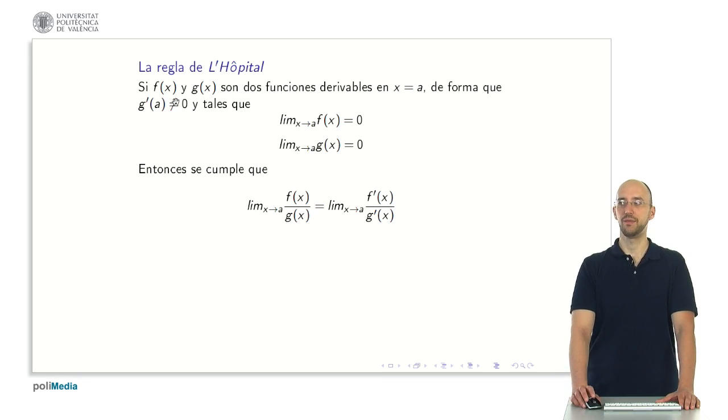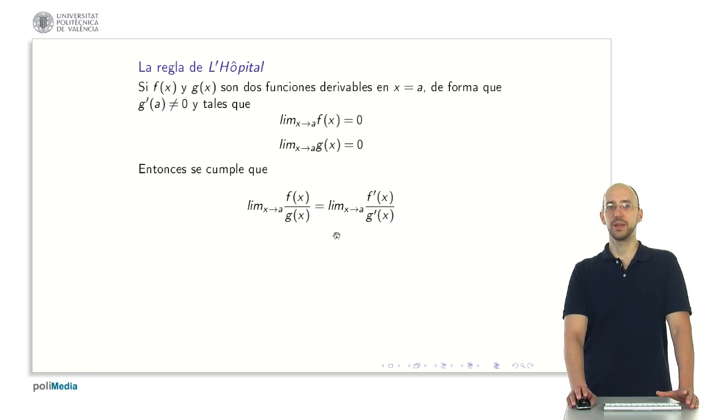Consider two functions, f of x and g of x, both of which are differentiable at a point x equal to a. So that the derivative of g, substituting the x for a, is different from 0. That is, g prime of a is different from 0. And so that the limit of the function f of x and the limit of the function g of x when x tends to a, both limits are 0, well then the following is true. The limit when x tends to a of the quotient between f of x and g of x is the same as the limit when x tends to a of the quotient between its derivatives, f prime of x and g prime of x.